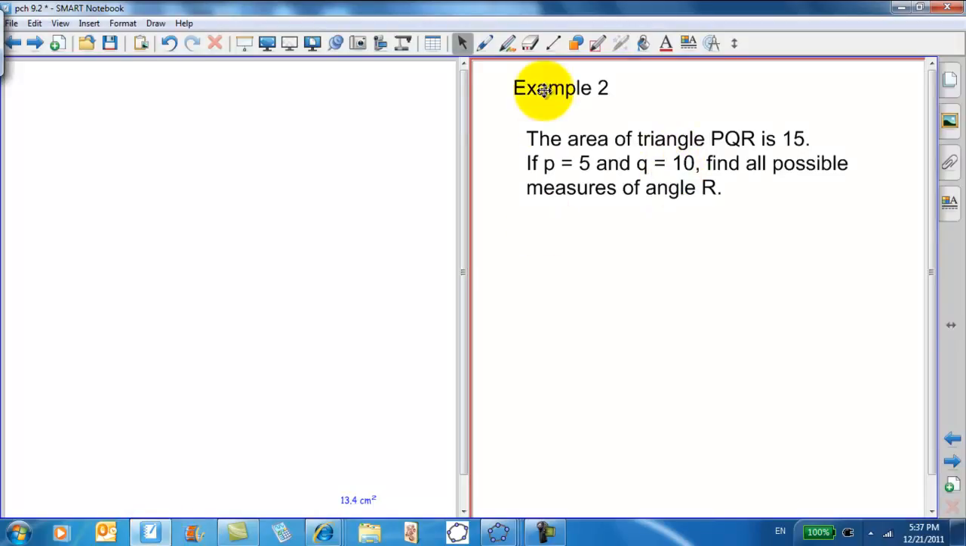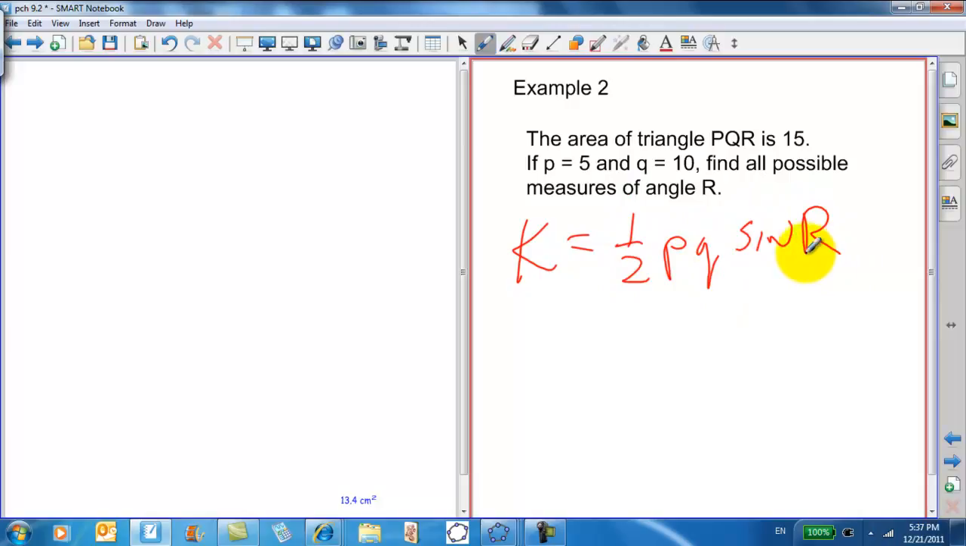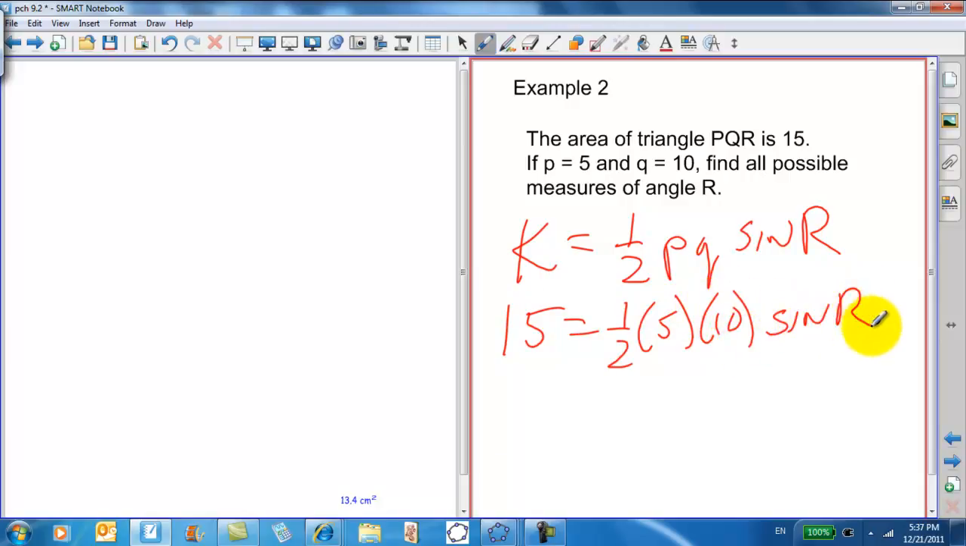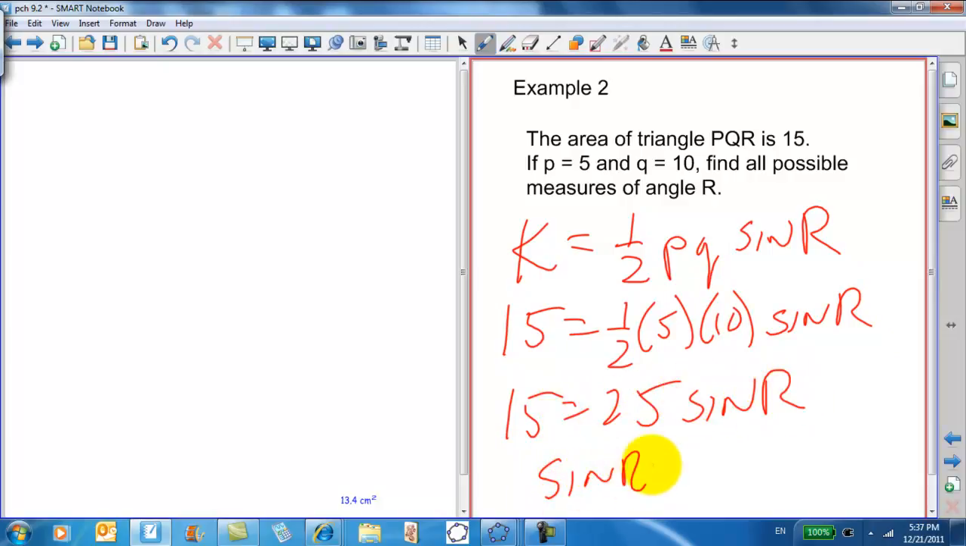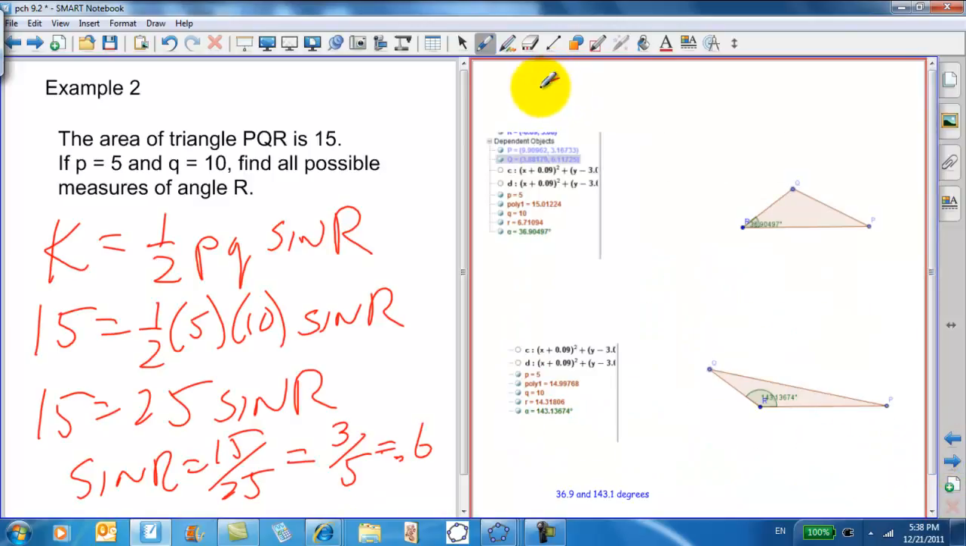We're given the area of the triangle, and we know area equals 1/2 any two sides times the sine of the angle between, which is r. So the area is 15, and we have P is 5 and Q is 10 times the sine of angle r. So we're getting 15 equals 25 sine r, or the sine of r equals 15/25, which reduces down to 3/5, or 0.6. So remember, that creates a trig equation of sine of r equals 0.6.